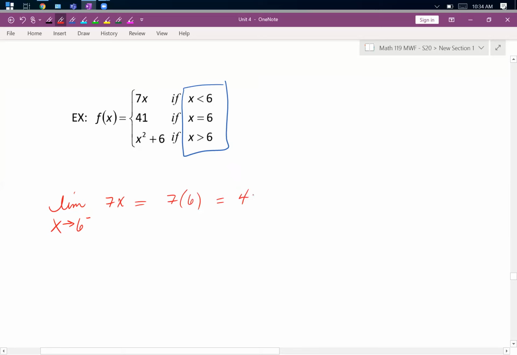And 7 times 6 is 42. I don't even need to check the other one. It's not equal to 41, which is the actual function value at 6. So f of x is discontinuous at x equals 6.